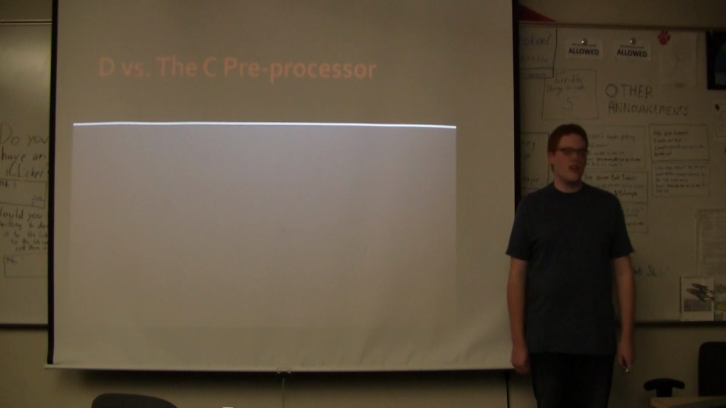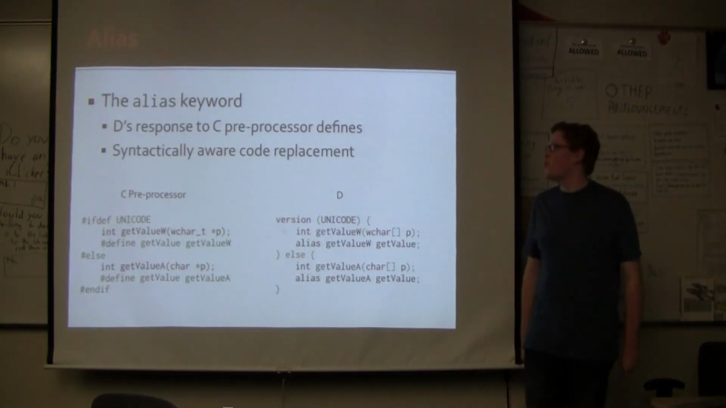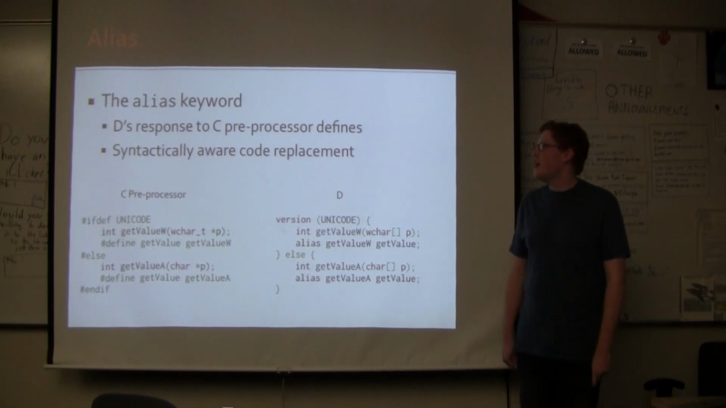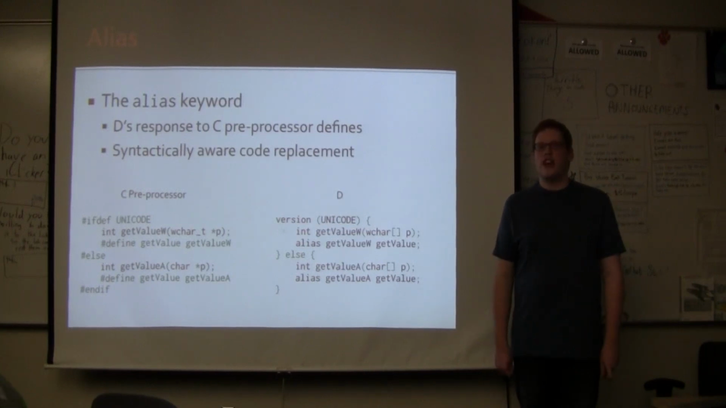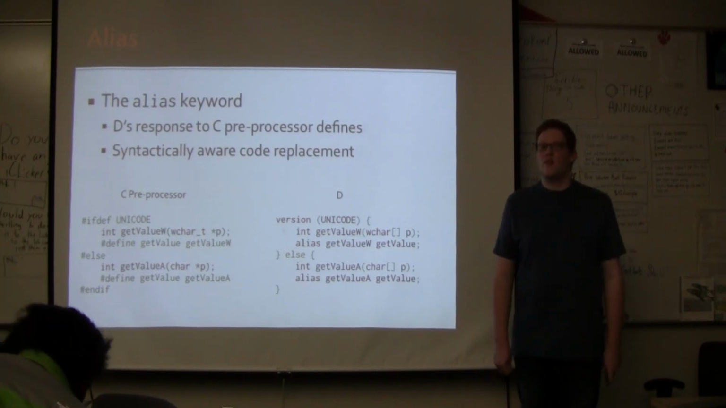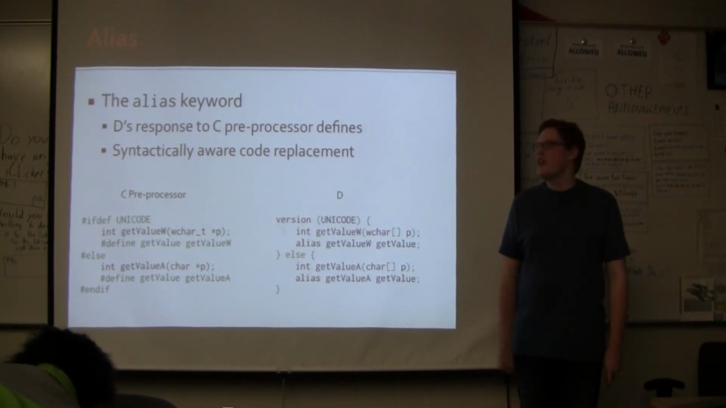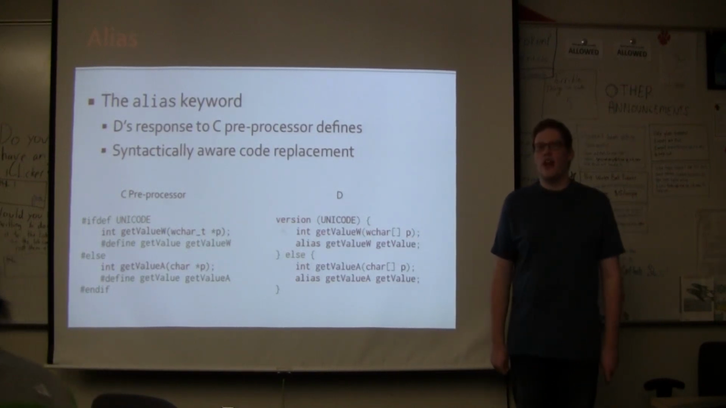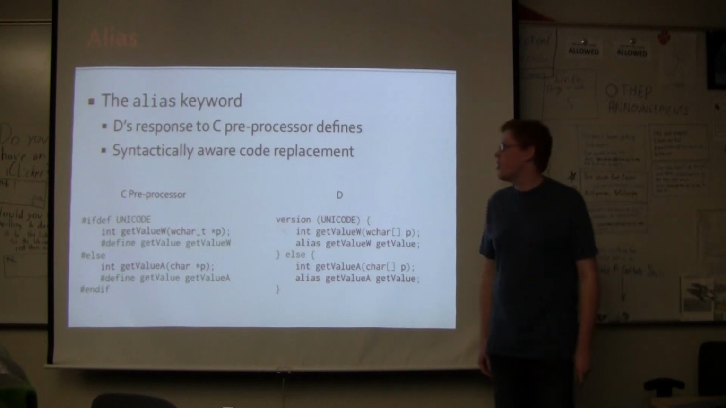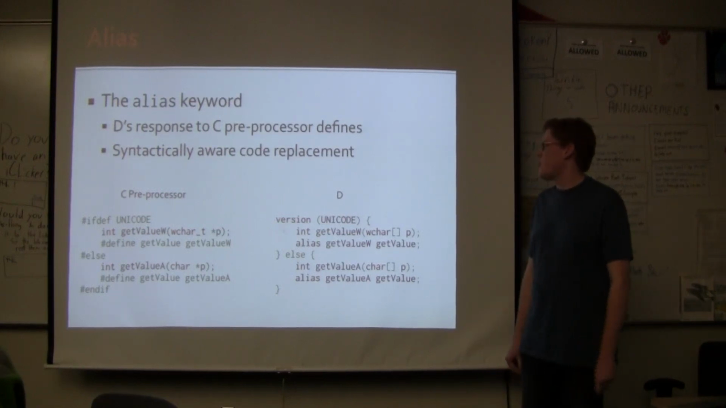This one's an easy one. First up, there's the alias keyword. This is D's response to the C preprocessor's defined macros, and essentially they are syntax-aware find and replace. Unlike the C preprocessor, which does a dumb copy-paste, with the alias command the compiler will actually understand what's going on underneath. So here you can see C preprocessor code as well as D code that does the same thing.